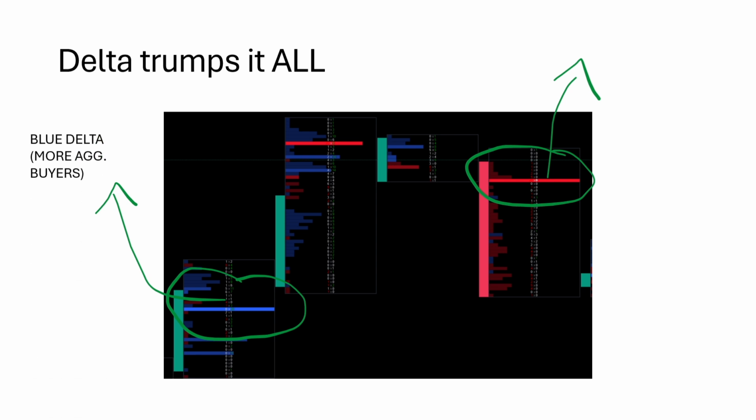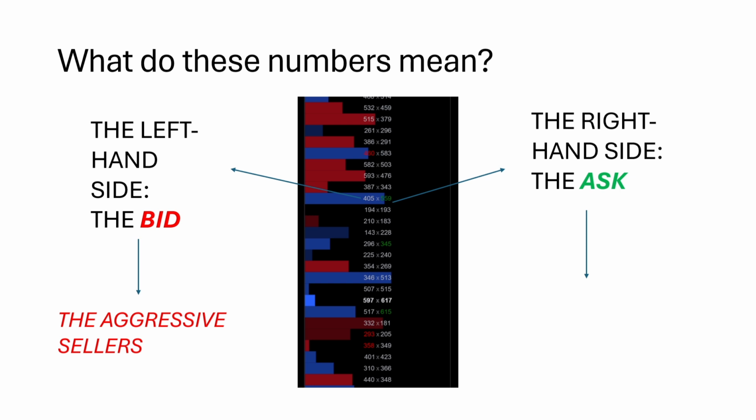So let's start with the left-hand side. Blue delta. This is more aggressive buyers. Let's go back to our chart over here. When you see blue delta, you can see that over here, right? This number here, I appreciate it's small, is 559 for 405. So the ask, the right number, the aggressive buyers, is bigger than the aggressive sellers. And that's why this row is shaded in blue, because blue represents more aggressive buyers. That is what the footprint chart is representing.